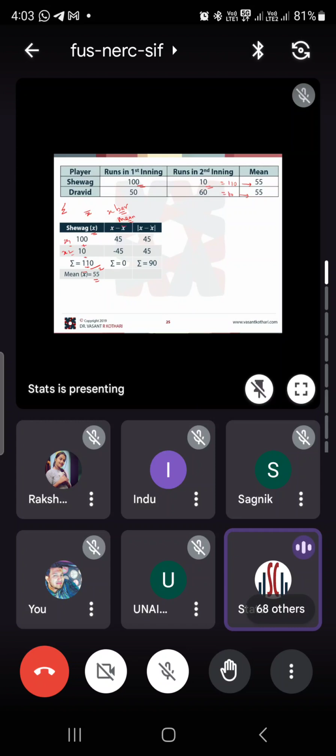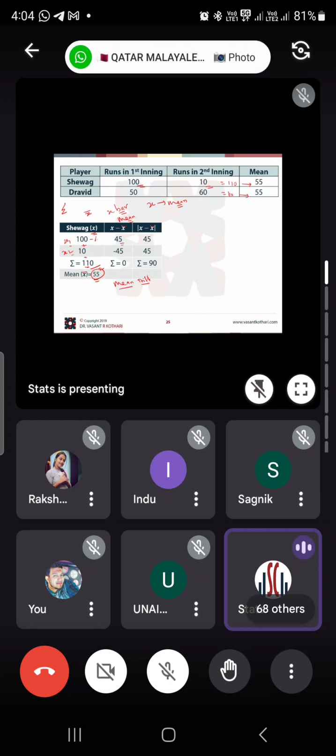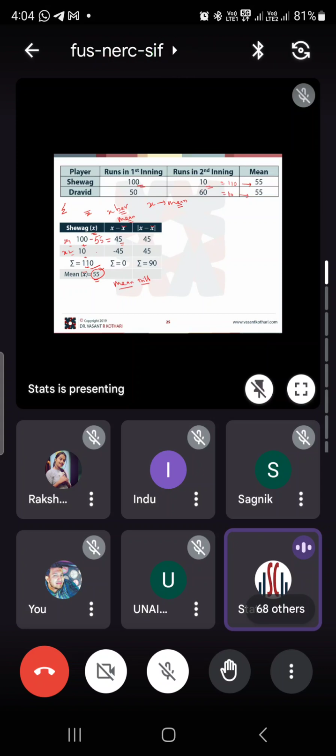Now see this one. This is x minus x bar, and this is x minus x bar. Now what is x minus x bar? X minus x bar means mean difference. So what is the mean difference? How much the x is away from the mean. So what is the mean? Mean is 55. So 100 minus 55 becomes 45. And 10 minus 55 becomes minus 45.